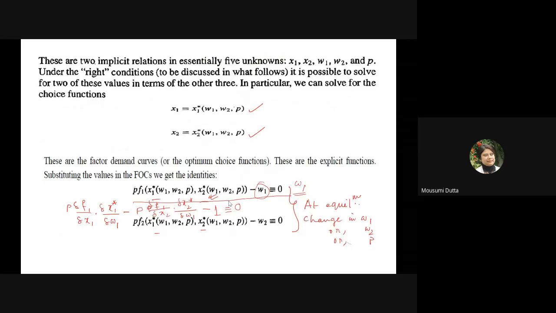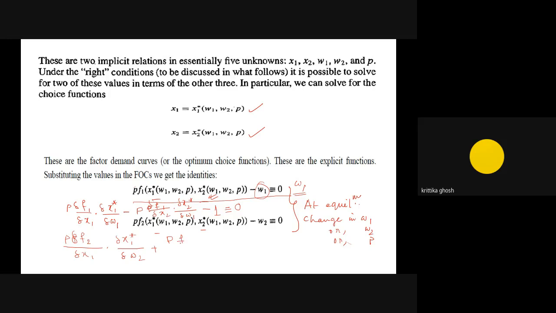In a similar fashion, we can do the same thing for the other expression P F2. So tell me what will be the expression? P, sorry, del F2. Ma'am, it will be P del F2 over del X1 times del X1 star over del W1, then plus P del F2 by del X2, del W2.